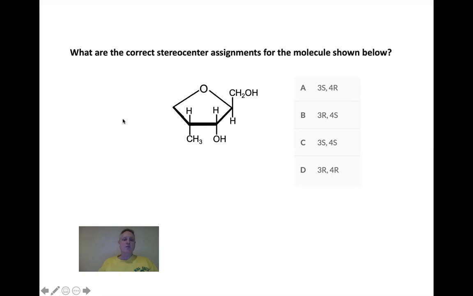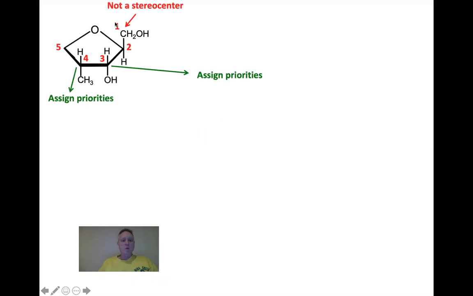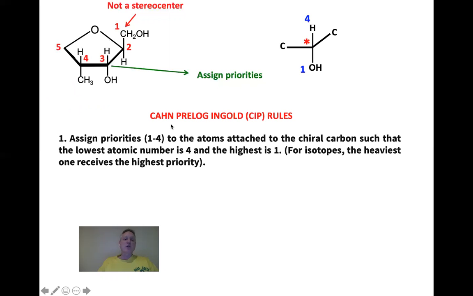So what you have to do is recognize that this is the number 1 carbon here because it's attached to the hydroxyl. And then we have 1, 2, 3, 4, 5. So you have to know the numbering system for the ring. So let's assign priorities using the Cahn, Ingold, Prelog CIP rules. And what does it say?